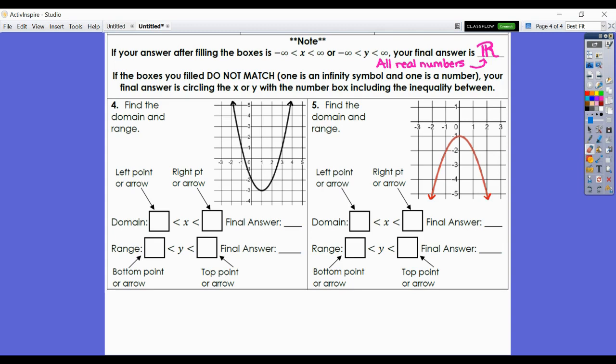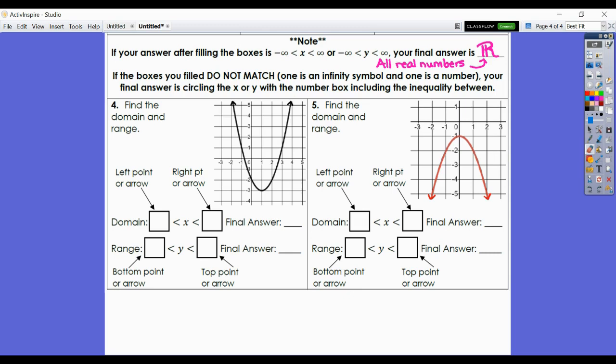If the boxes you fill do not match, one is an infinity symbol and one is a number, your final answer is circling the X or Y with the number box, including the inequality sign between. Let's go ahead and take a look at what I'm talking about here.